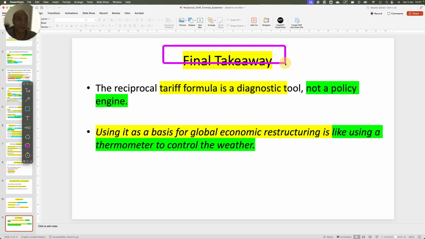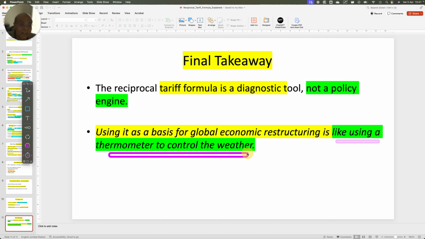So final takeaway, right? This is the final slide. The reciprocal tariff formula is a diagnostic tool. It is not a policy engine. Using it as a basis for global economic restructuring is like using a thermometer to control weather. It is a measurement tool. It is not a policy intervention tool, right? If you are going to use a thermometer, which is a measuring tool to measure what the temperature is, it is not a tool to control weather. So, you can't use a formula to control the behavior of world trade. That is not going to happen.